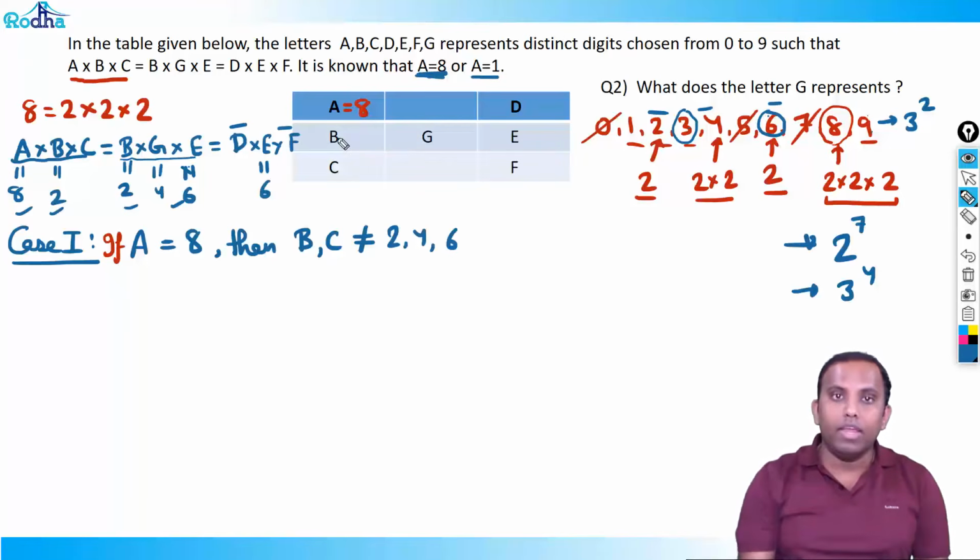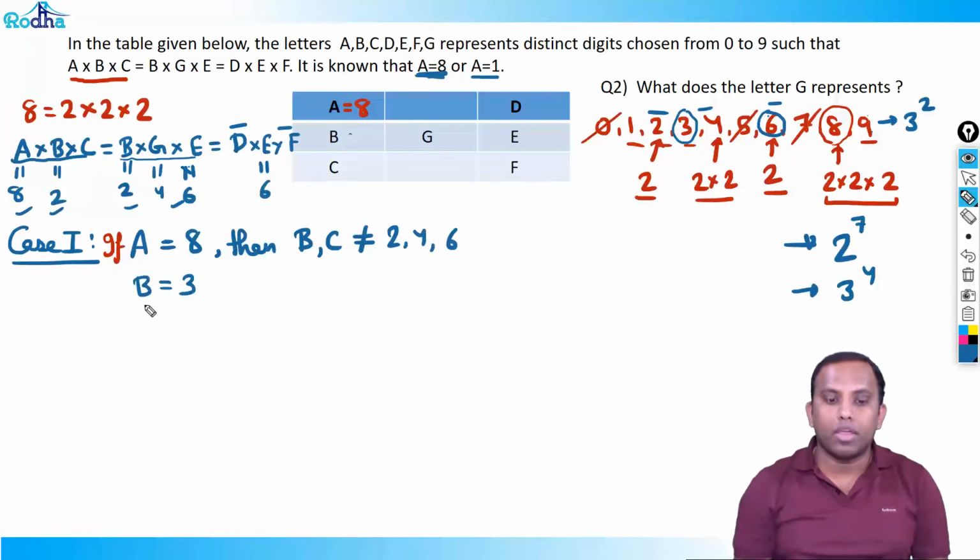So now if A is equal to 8, understand this. If A is equal to 8, B and C cannot be equal to 2, 4, 6. So what can I put B equal to? I can put B equal to 3. Okay, let's put here. If A is equal to 8, I can put B equal to 3 and I can put C equal to, now what can I put C equal to? I have options left with only 1 and 9. Since it can't be 2, 4, 6, C is 1 or 9.